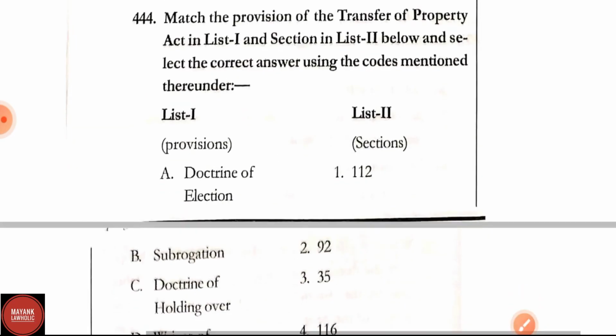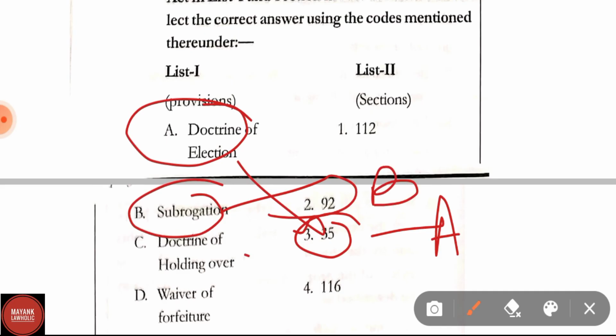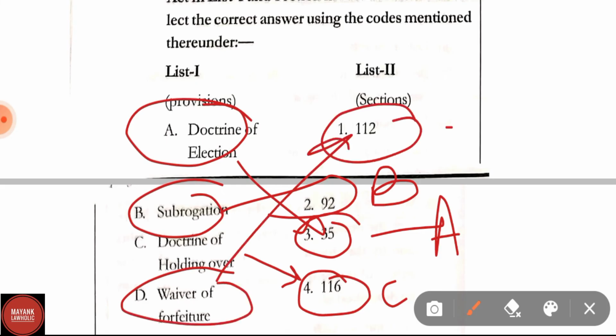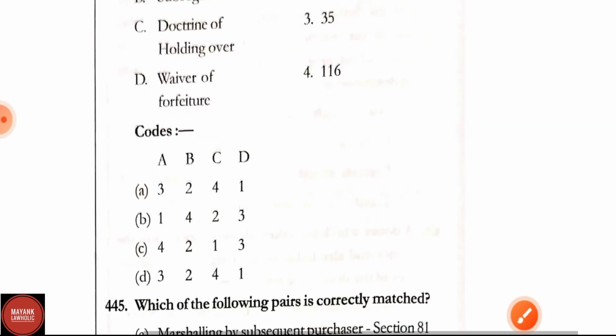Question number 444. Match list 1 and list 2. Doctrine of election, section 35; doctrine of subrogation, section 92; doctrine of holding over, section 116; and waiver of forfeiture, correct answer is section 112. By going through these matches, the correct code here will be option A.